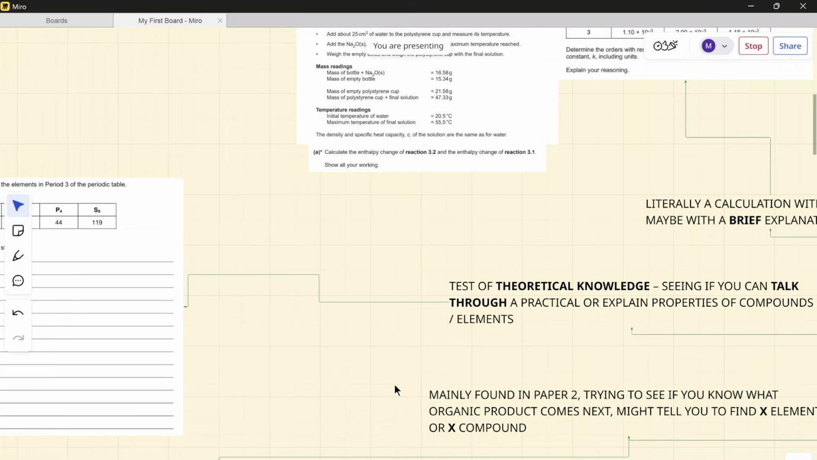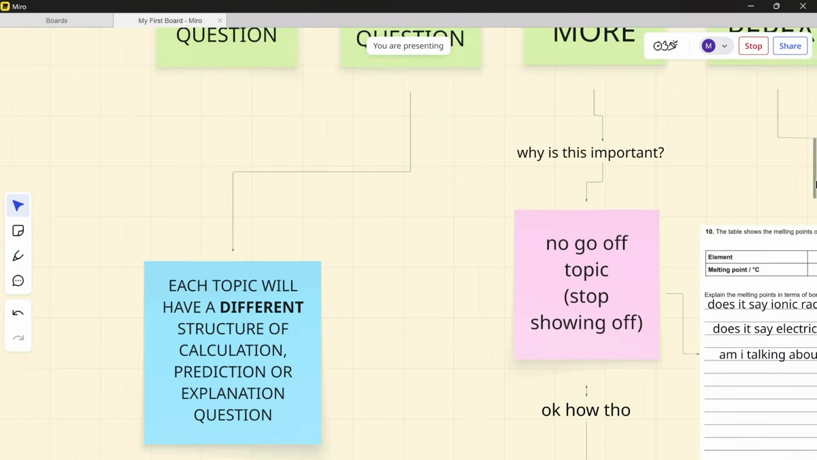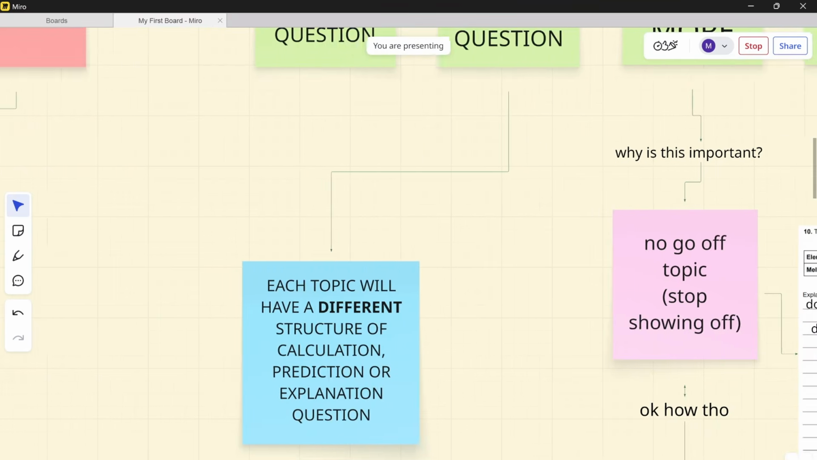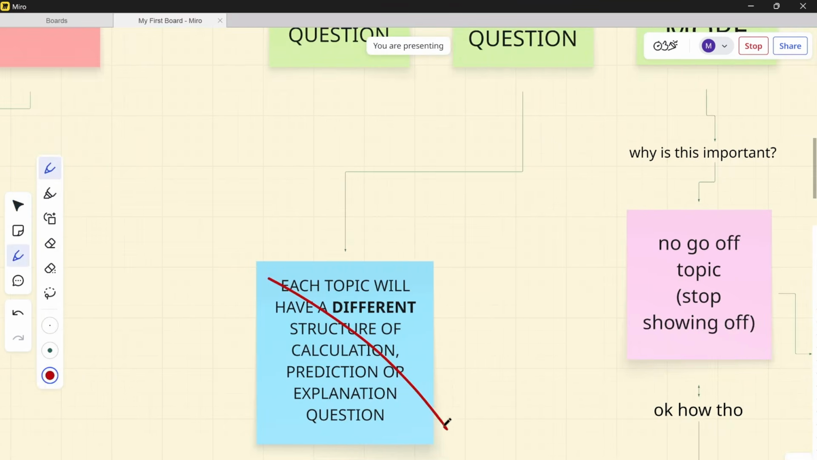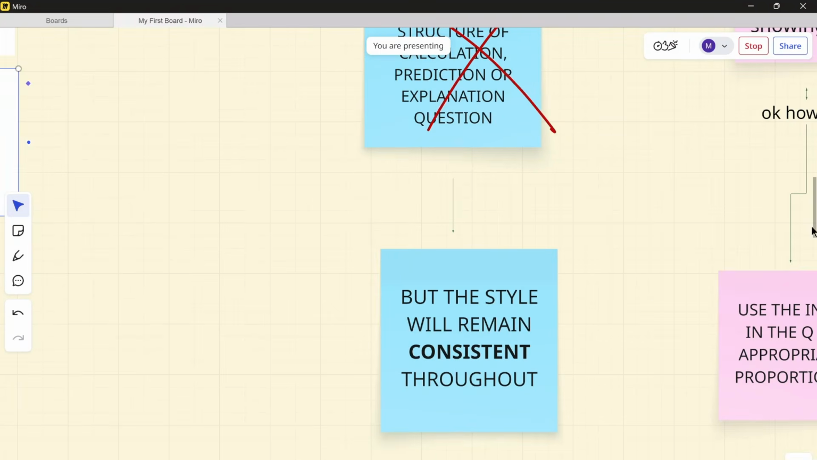Okay, let's quickly move on to the second step. The second step is question the question. Now, what do I mean by this? Okay, ignore what I've written over here. What I'm trying to say is that every topic will have its own calculation, prediction, and explanation type question, okay? The style will remain consistent throughout.